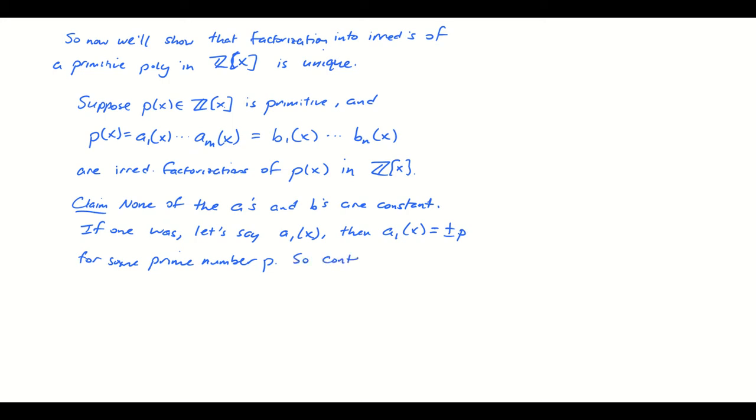So the content of P of x is not 1 because it's got that constant factor lurking inside of it coming from a1 of x. All right, so this is a contradiction. So none of these a's and b's are constant. End of claim. So now that means that each of the ai's and each of the bj's has to have degree greater than 0.